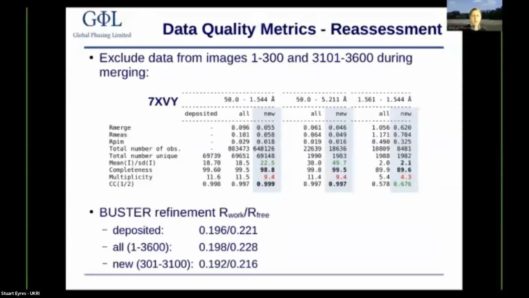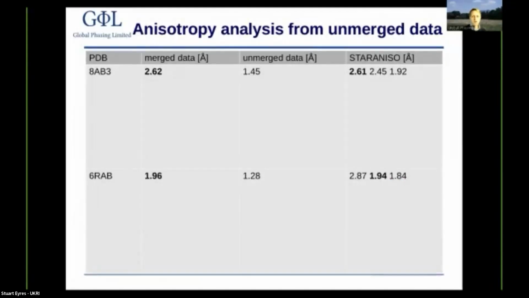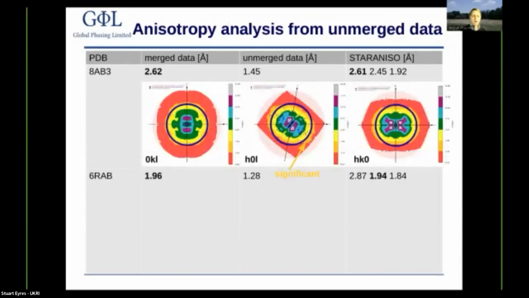Another opportunity unmerged reflection data provides is analysis for data anisotropy, especially if a full set of uncut integrated intensities is provided. This is the case for both 8AB3 and 6RAB, two examples shown here. 8AB3 was refined against 2.6 angstrom data, while the STARANISO analysis of the deposited 1.45 angstrom unmerged data shows diffraction in the best direction up to 1.9 angstrom. So potentially significant data was excluded from refinement in this case.